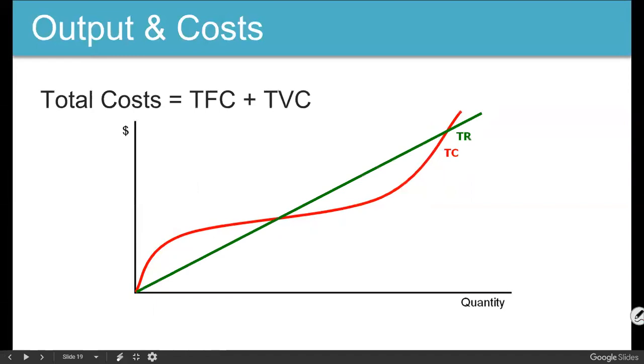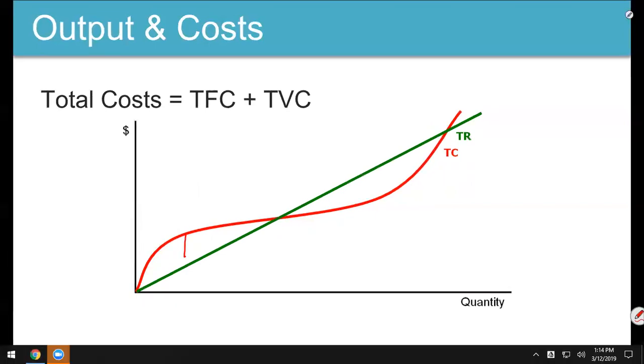Visually, put the two together. Your green line is revenue, red line is costs. Here, you're doing what? You're losing money, right? Your costs are greater than your revenue. This point is what? This is your break-even. At that point, you have made enough income to cover all your costs. But you don't want to do that. What are you doing out here? You're making profit. So you want to be somewhere in this zone.